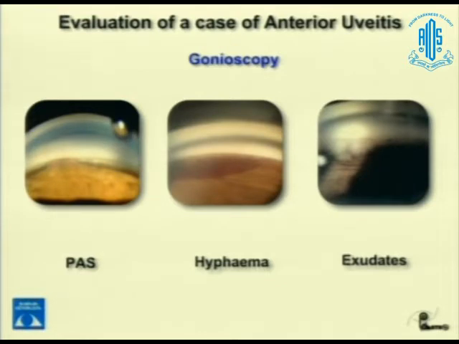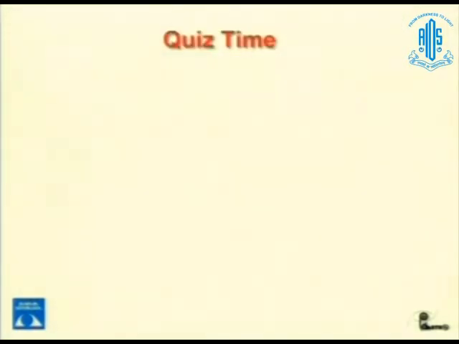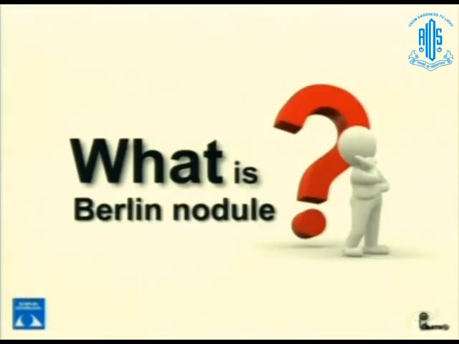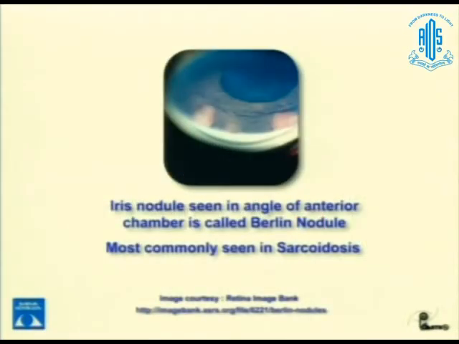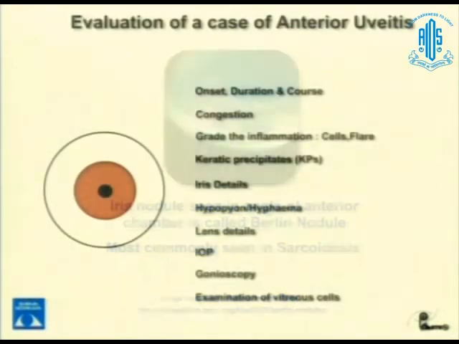So gonioscopy is very important in a patient where you are suspecting Behçet disease. This typical entity called microhypopyon is characteristic of Behçet disease. Then you can see the exudates also. Now my next question, what is Busacca nodule? Yes? Busacca nodules are the iris nodules seen in the anterior chamber, which can be found with the help of gonioscopy. So these are most commonly seen in sarcoidosis.